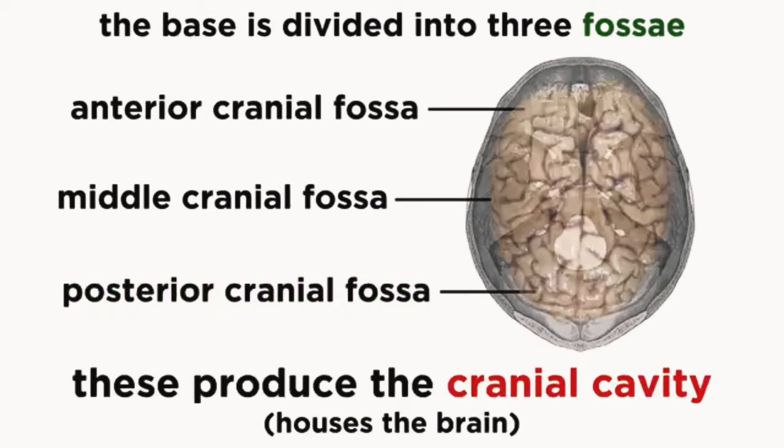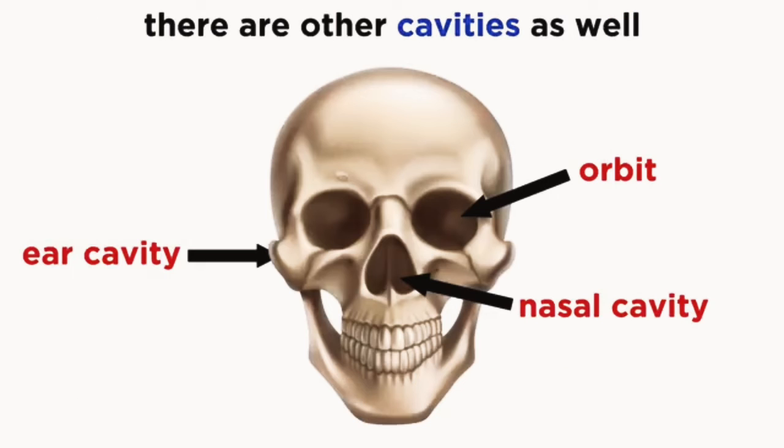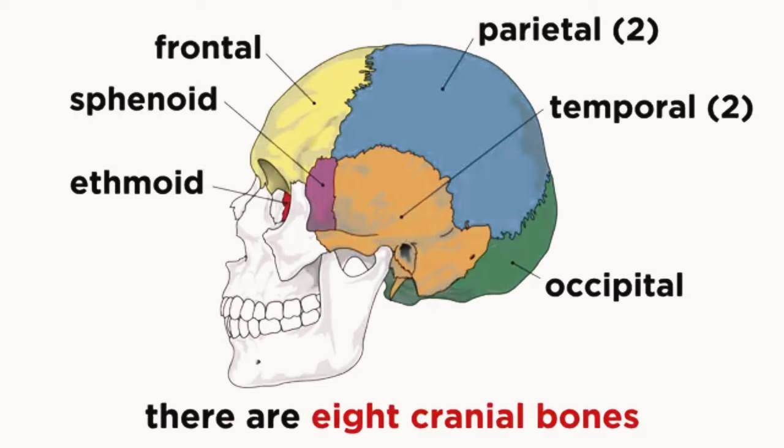Together, these produce the cranial cavity where the brain sits. There are also ear cavities and nasal cavities, as well as orbits, which house the eyes. Altogether, there are 8 cranial bones.